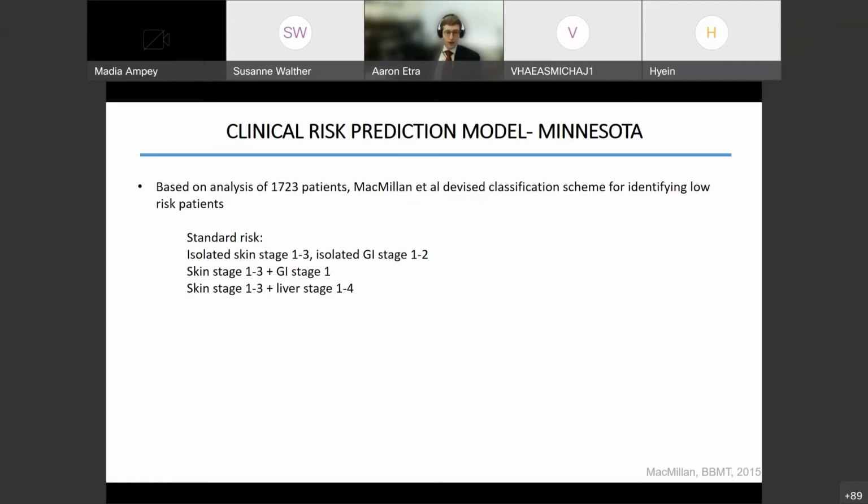If you're going to look at two organ systems, so a patient has two organs involved at diagnosis, they either have stage 1 through 3 skin plus GI 1, or stage 1 through 3 skin and, interestingly, liver stage 1 through 4, which always was a bit of a surprise to me, but even the high-grade liver patients with skin still seem to do better than you'd expect them to.